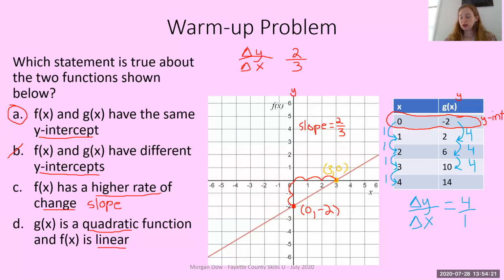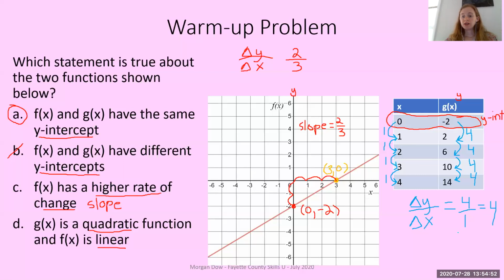3 to 4 is an increase of 1. 10 to 14 is an increase of 4. So we're seeing a constant rate of change. We're seeing a constant slope throughout g of x. And so that tells us g of x is in fact linear. And so it does make sense to calculate a slope for g of x. And the slope is 4 to 1, or 4 over 1, which we can simplify to 4.